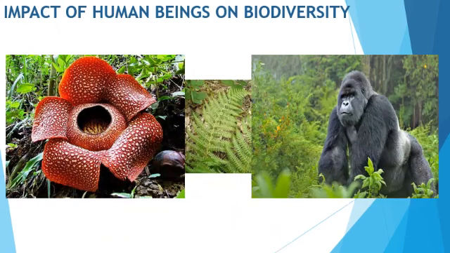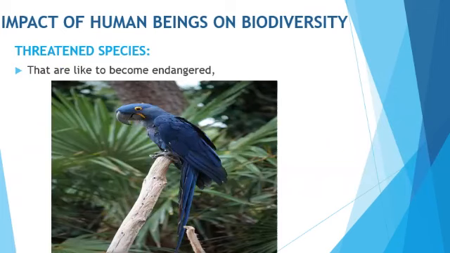Other animals like the mountain gorilla in Africa and plants like Rafflesia and grass fern of Indonesia have also become endangered due to human activities. Those species which are likely to become endangered are called threatened species. When the number of a certain species goes on decreasing at a high rate, the species will become threatened. The blue macaw is unique for being the longest among all species of parrots, but its number is decreasing at a faster rate due to deforestation because it lives in forests.